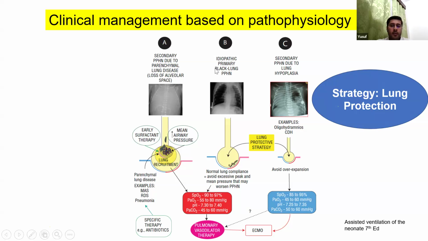That is also important. So what is the important thing in lung protection that you would like to be very sure of when you are ventilating these babies?